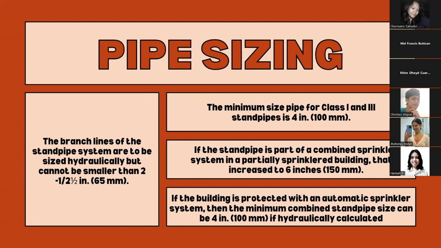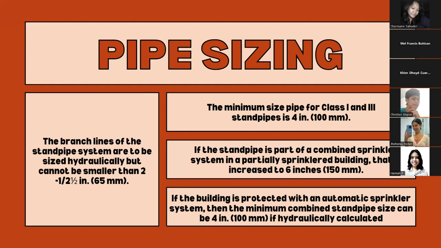Now, when it comes to buildings with combined systems, like those with sprinklers but not fully sprinklered, the standpipe size needs to be bigger, like 6 inches or 150 millimeters. Why? Because in case of a fire, the standpipe and sprinkler system will share a water supply. So there must be enough pressure and flow for both systems to work at the same time.